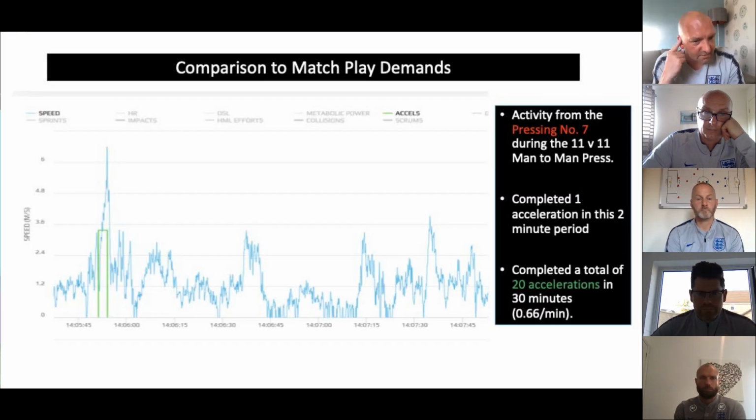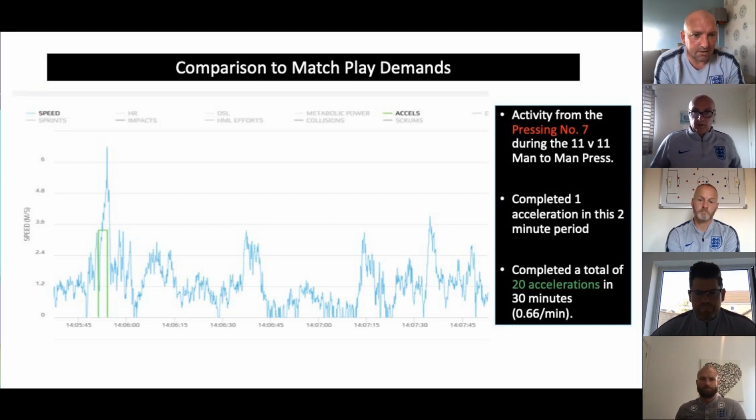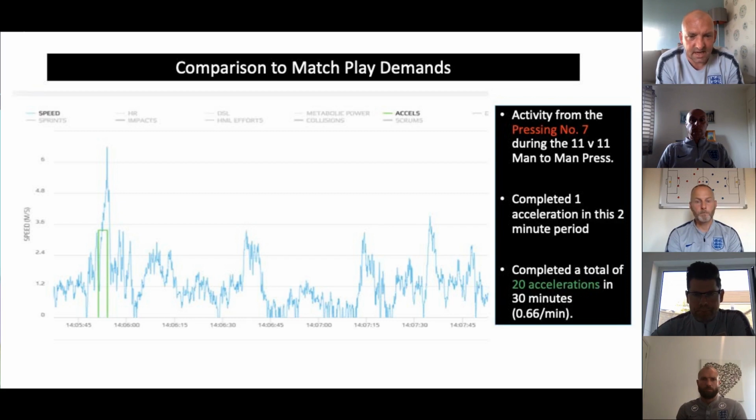And just to finish off this little section of graphs, what I want you to focus in on in this one is the green rectangle that you can see on the left-hand side. That indicates the one acceleration that the wide player, the right-hand side forward player in our 11v11, did in this 2-minute spell of his game. The rectangle there shows the one high-intensity acceleration that he did. He typically, in that half hour, did 2 hard accelerations every 3 minutes.